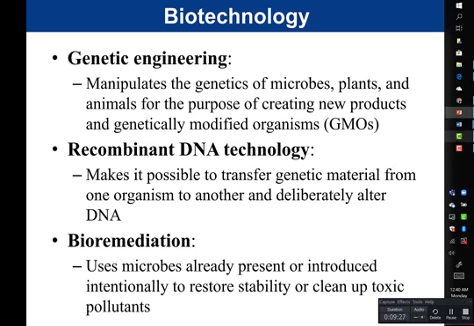We have recombinant DNA technology, which makes it possible to transfer genetic material from one organism to another and deliberately alter the DNA. So, for example, the first human recombinant drug to be produced was something that was called humulin. This was produced way back in the 80s, and humulin is human insulin.